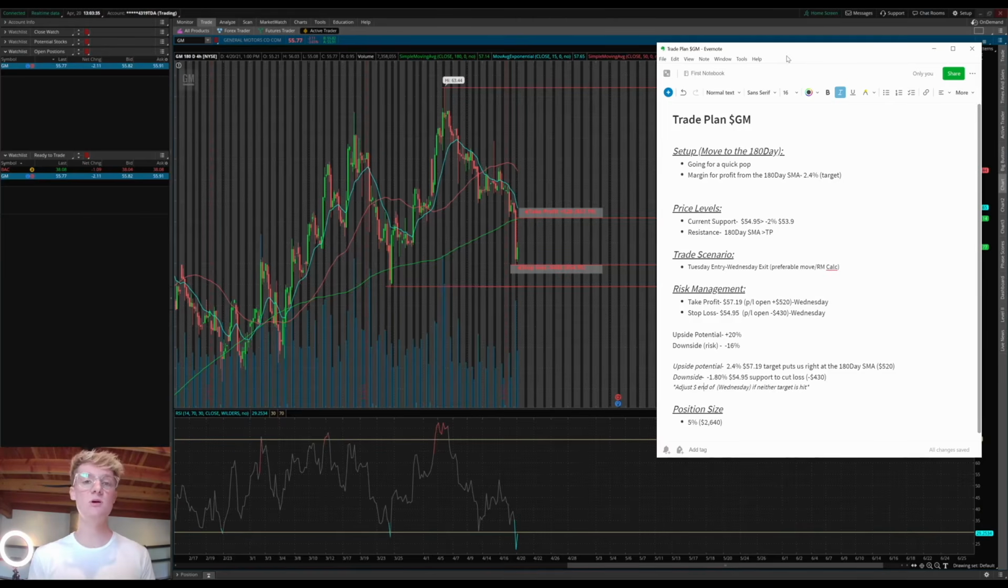Now, this is one of the most important things, and I've seen a lot of new traders and traders in general literally just fly by the seat of their pants with no plan, and wonder why they're down, why they're not doing well, and why they're not able to find consistency in the market. And it's simply because they don't have a plan.